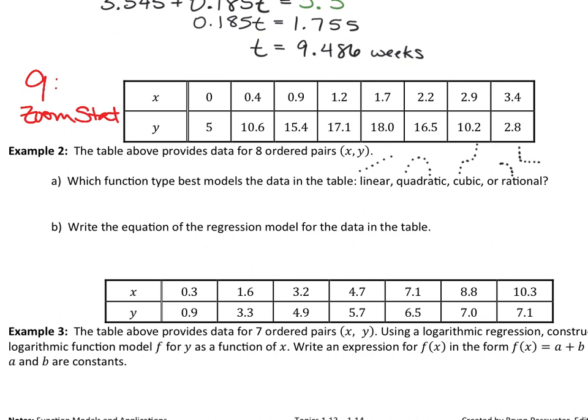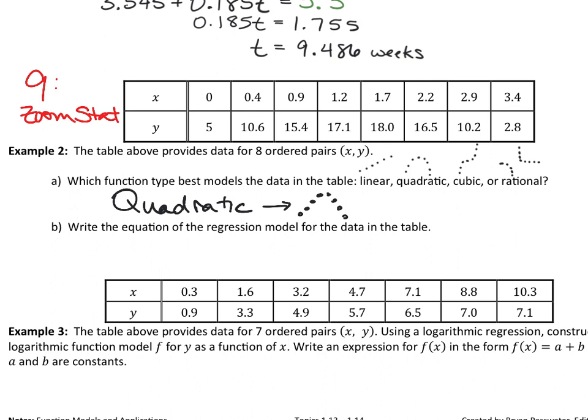So to answer our question, we're going to say the type of function that best models the data in the table is quadratic. And just because we want to make sure our notes are nice, we're going to tell ourselves why. It looks like this. There's my explanation for myself. When I graphed it, the outputs go up then down or down then up. That means it's quadratic.